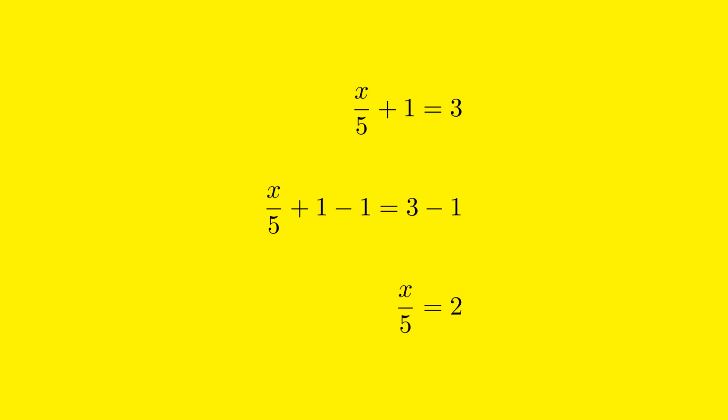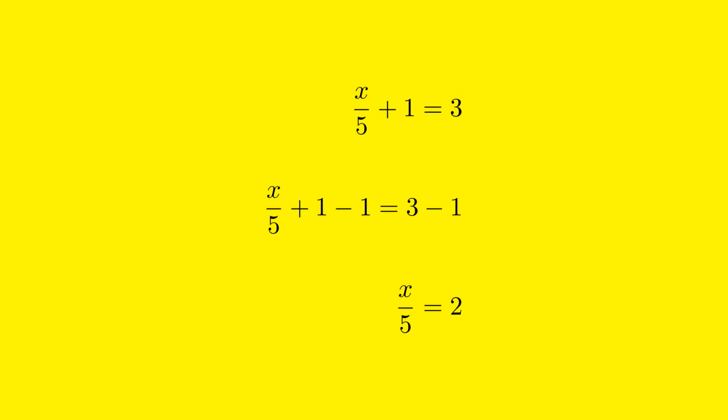Step 1. Begin by focusing on the given equation. You are given x divided by 5 plus 1 equals 3. Our first goal is to isolate the variable x. To start, we need to eliminate the plus 1 part on the left-hand side of the equation. We can do this by performing the inverse operation, which is subtraction. So we subtract 1 from both sides of the equation. This keeps the equation balanced.